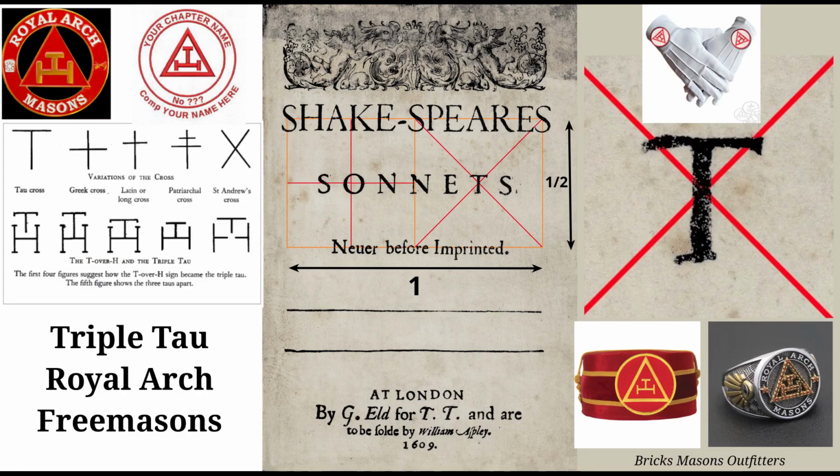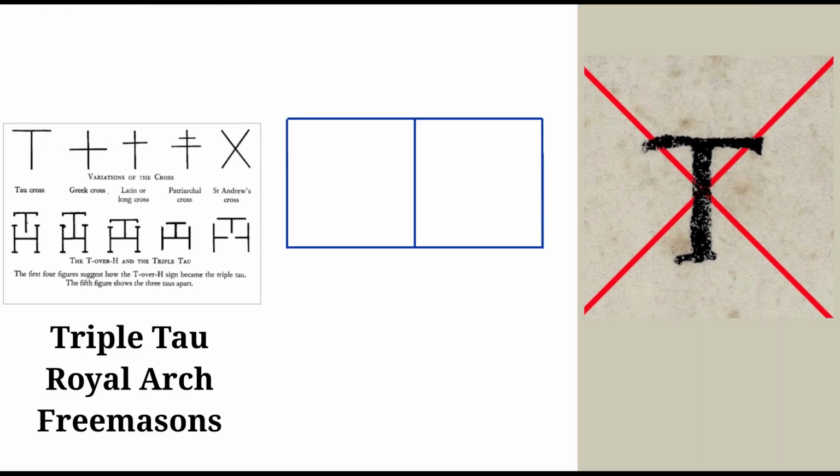The triple tau is one of the most prominent symbols in Freemasonry and forms the centre of the symbol for Royal Arch Freemasonry. It is comprised of a T above an H and represents the phrase Templum Hierosolymae, Solomon's Temple. To convert two squares into a triple tau, we can perform two operations. Firstly, cut off the top left and right corners with a 45-degree cut, then reflect the remaining left and right half sections to make the triple tau.